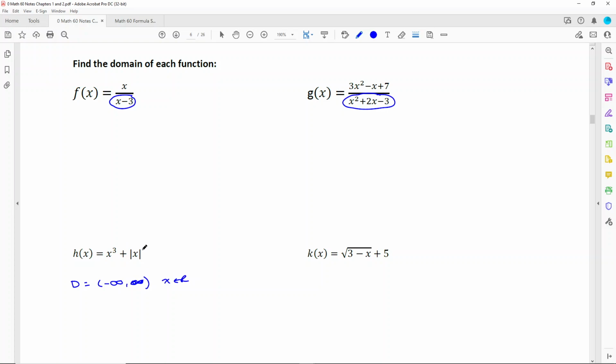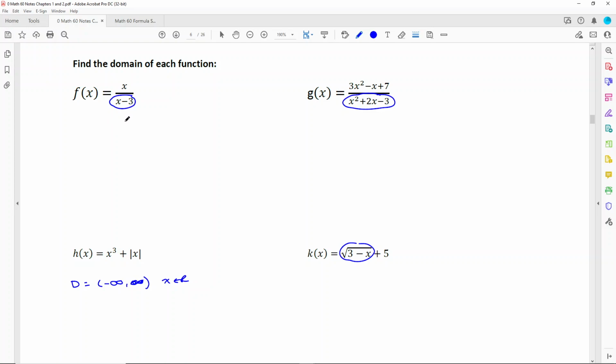There's nothing I can't take the absolute value of. So there's absolutely nothing I can't put in for x as long as it's real. This one has an x and a radical. All right, so these three are going to have domain restrictions. This one is not. So let's start with this guy.